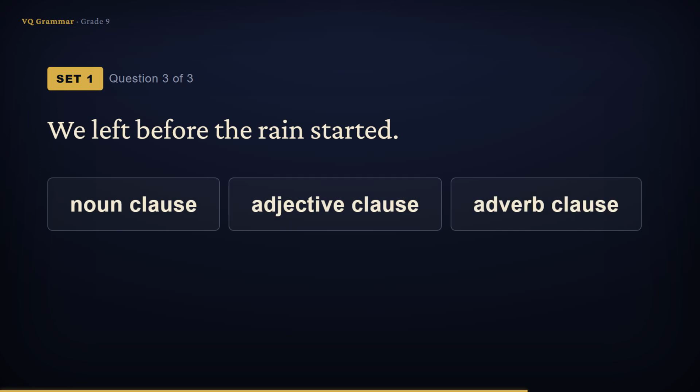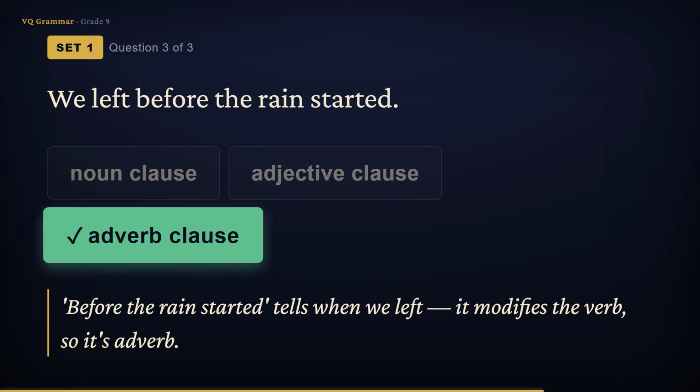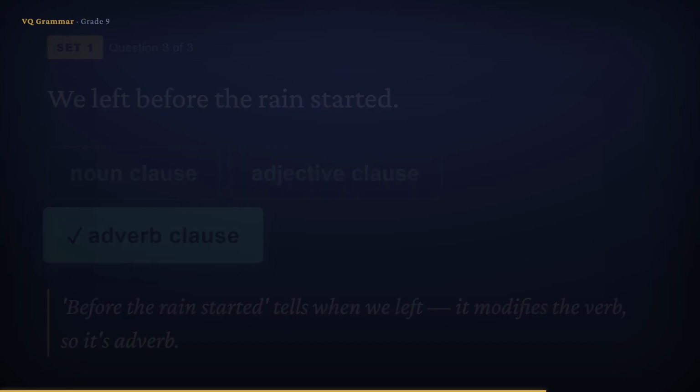We left before the rain started. The clause, before the rain started, tells us when we left. It points back at the verb left. Since it's answering when, this is an adverb clause, not a noun clause.